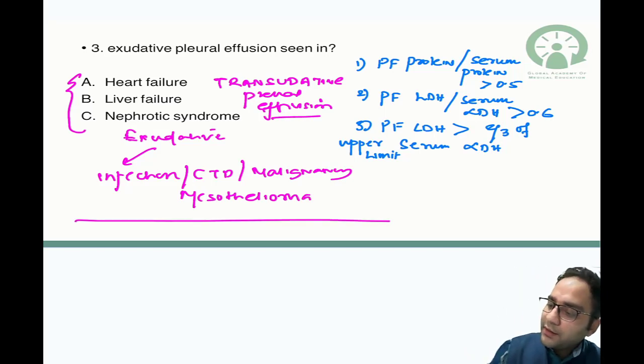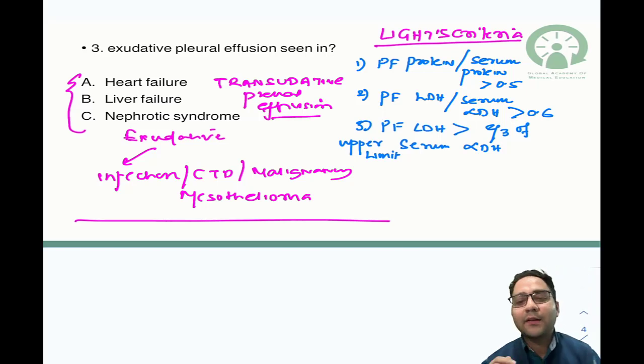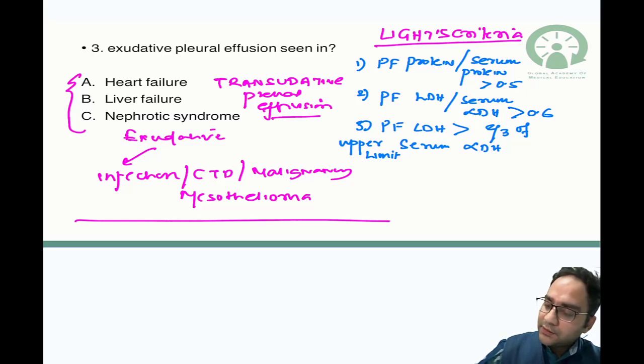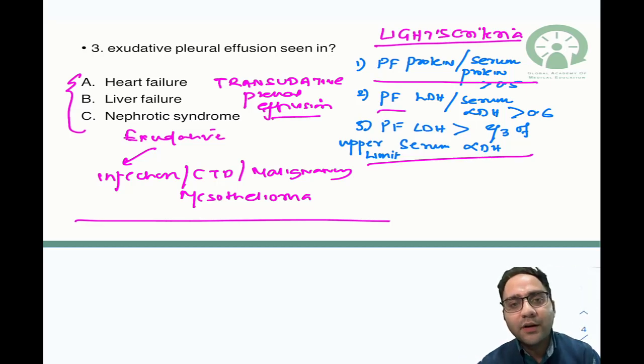Now to call it an exudative pleural effusion, we have a criteria known as Light's criteria. When you aspirate the pleural fluid and send it for the study, right? So when you send it for the study and do the analysis, if any one criterion of these three is fulfilled, then the pleural fluid is said to be exudative.